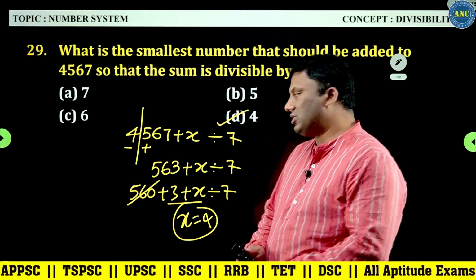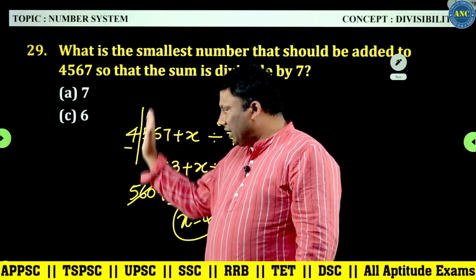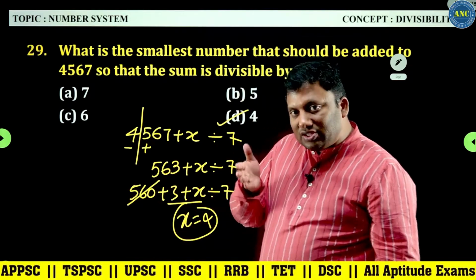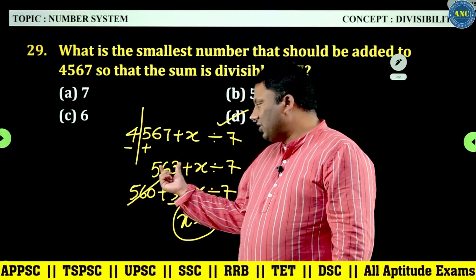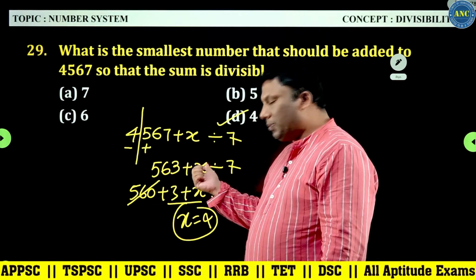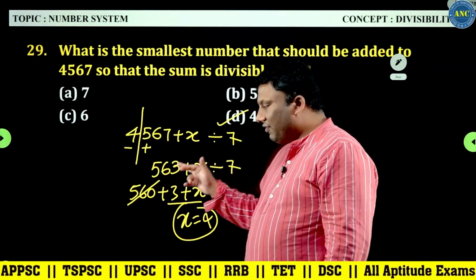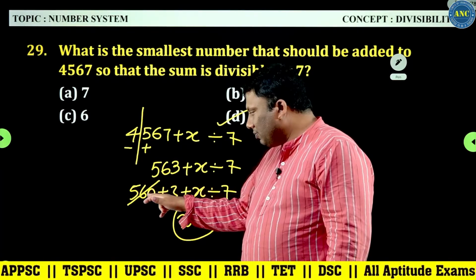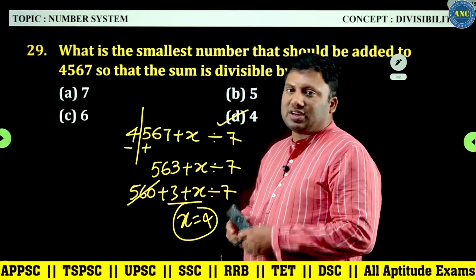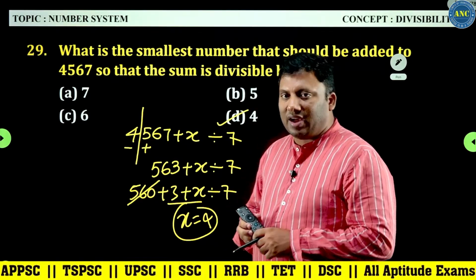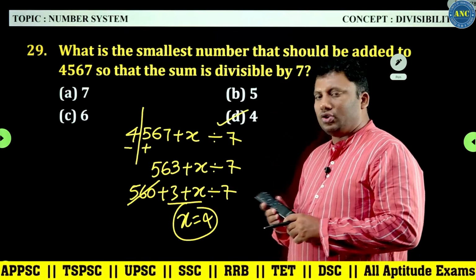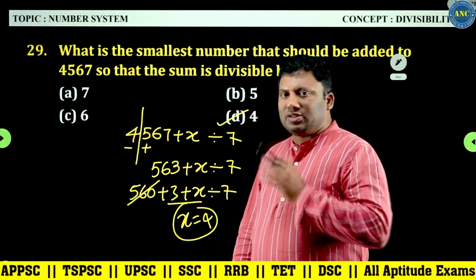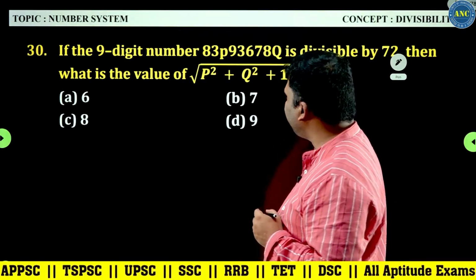The divisibility rule of 7 is: start from the rightmost, take a group of 3 digits, alternately plus minus. 567 minus 4 is 563. 563 plus x is divisible by 7. 563 can be written as 560 plus 3. 560 is divisible by 7. That means 3 plus x should be divisible by 7. The x value should be 4. Idea clear, sir? If you know the divisibility rule of 7, this process will be very easy.